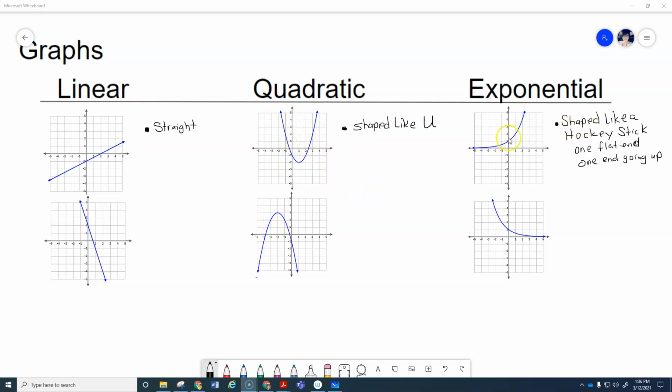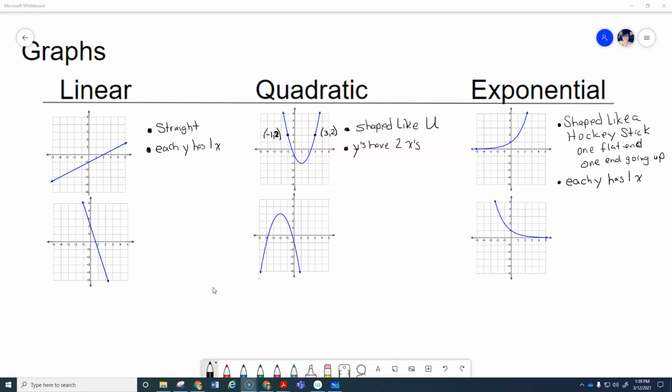Then these exponentials, I like to think of them like a hockey stick, where you've got a flat end and then you've got the other end going up. We can really have exponentials that have the flat end and the other end going down, and we'll talk about those as we learn more about that. But for the most part, we think of the exponential as having a flat end and then the other end going up.